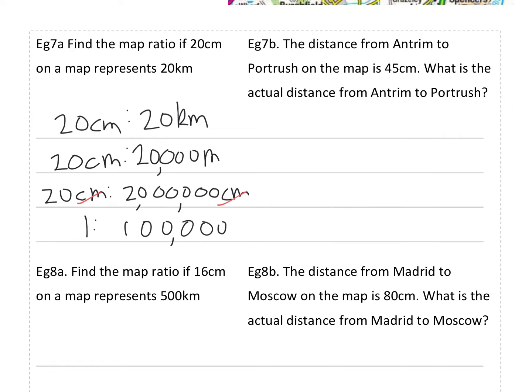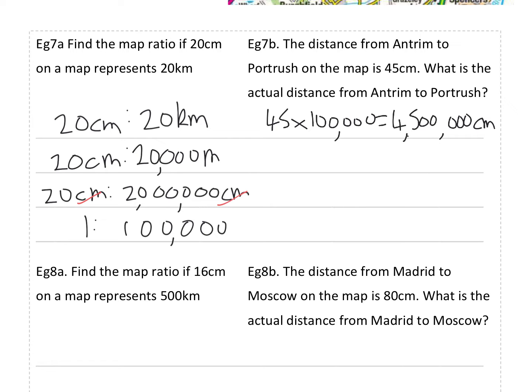Part B. The distance from Antrim to Portrush on the map is 45 centimeters. What is the actual distance from Antrim to Portrush? Well, the map ratio tells us that real life is 100,000 times bigger. So the 45 centimeters on the map is going to be multiplied by 100,000. And that's going to give you 4,500,000 centimeters.